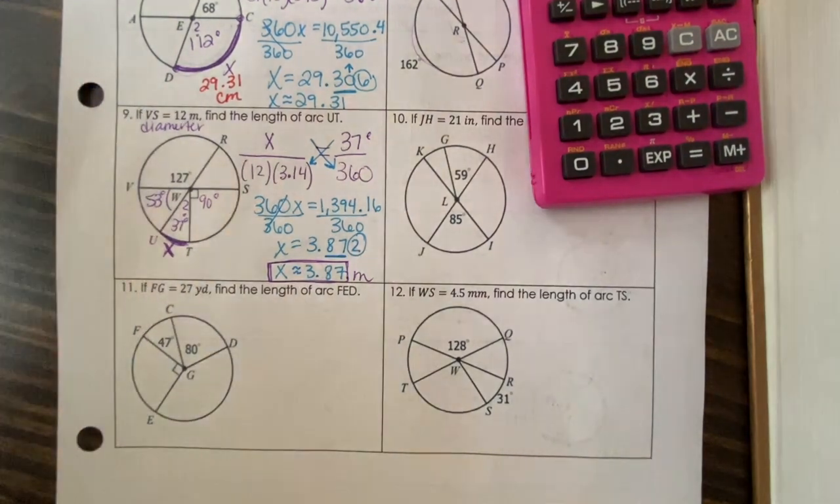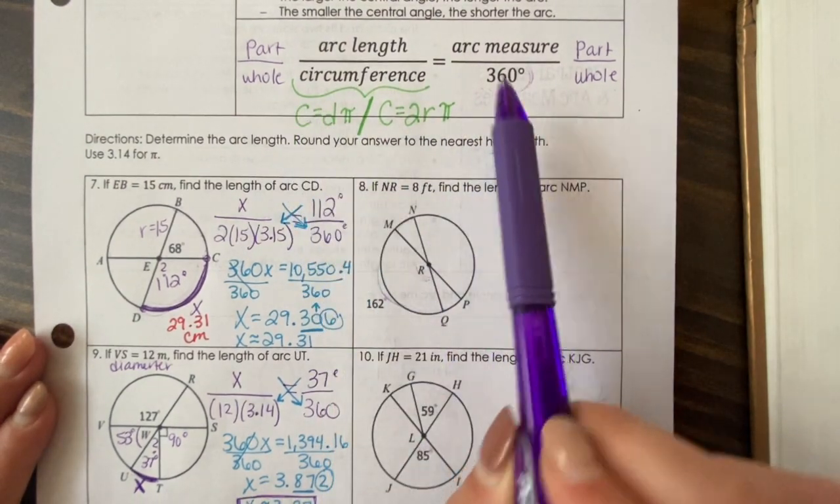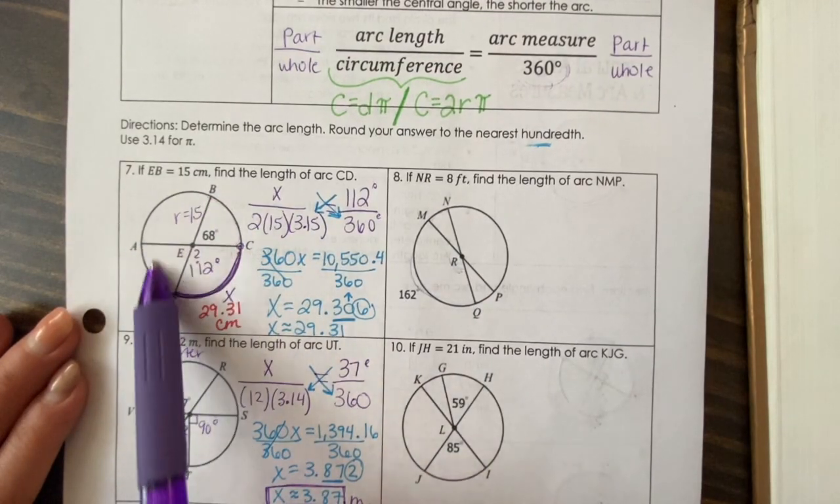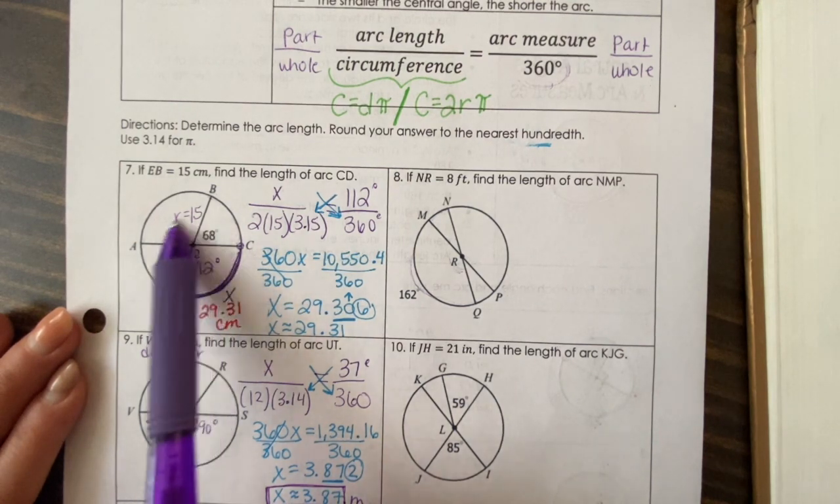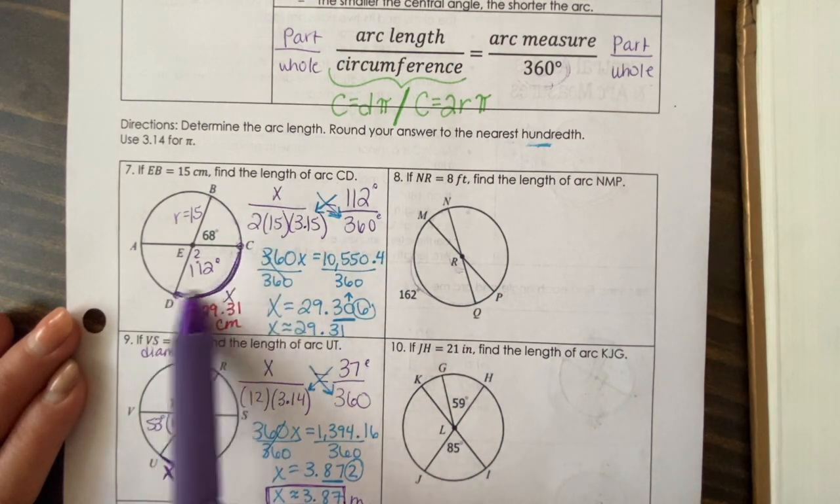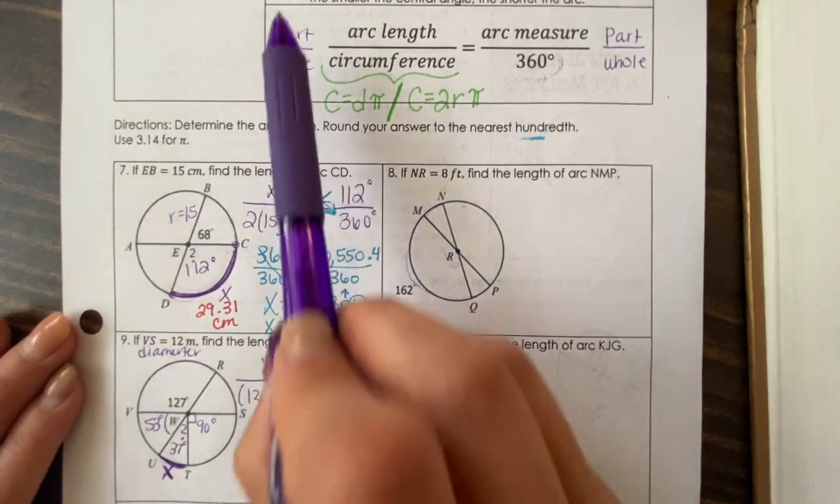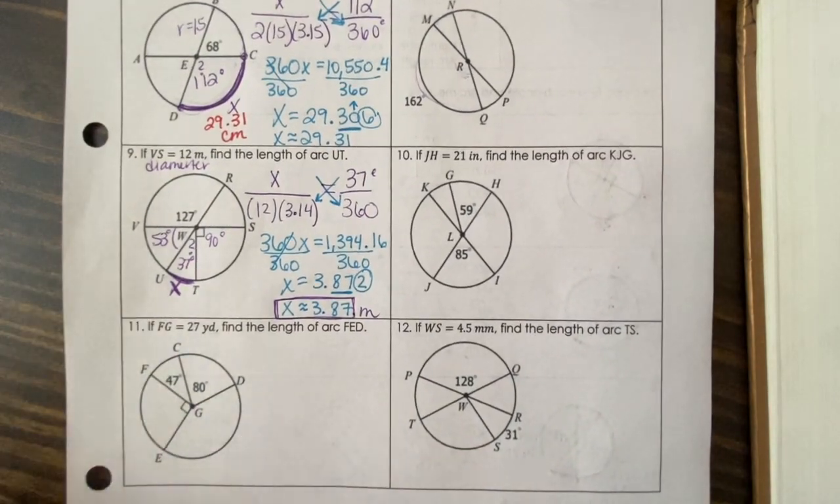Okay, so if I were you, I think we've done enough from here. As long as you can remember this proportion, the length of the arc out of the whole thing is equal to the arc measure out of the whole thing, which is 360. So the part of the arc out of the whole thing, which is circumference, equals the part of the angle out of the whole angle, which is 360 degrees. So the part out of the whole is equal to the part out of the whole. All right, so if I were you, I would try number 11 on your own right now. You can pause this video and then check back with your answers in just a second.